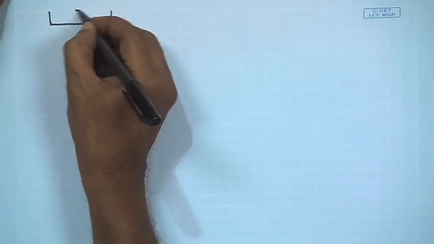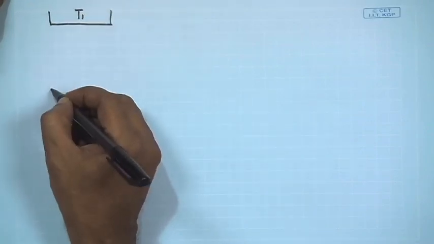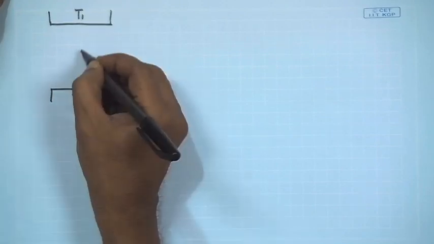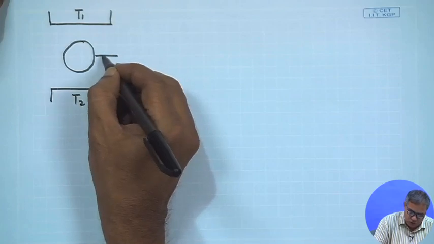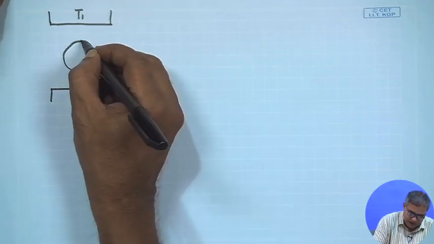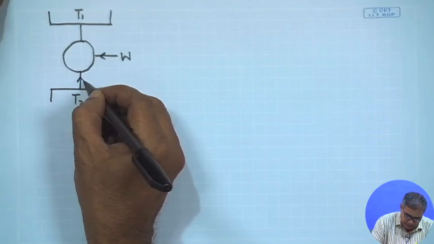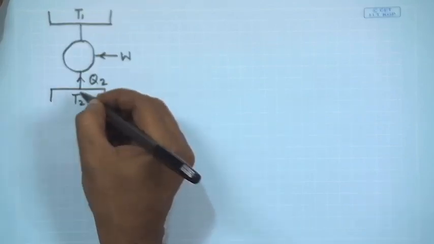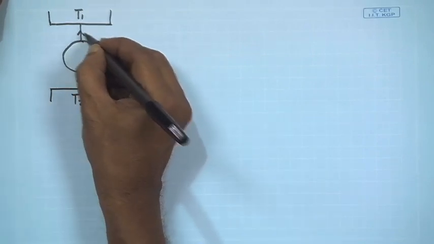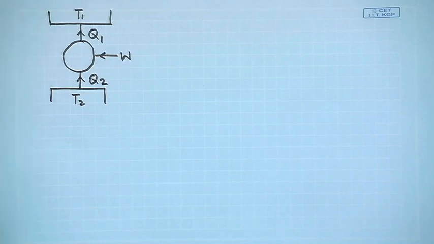Now, for a heat engine, we have defined efficiency. In this case also, we can define some sort of a figure of merit. We do not call it efficiency, we call it coefficient of performance. So, let me draw it quickly. This is T1 and this is another reservoir at T2. In between there is a cyclic device which is being operated with the help of work supplied from outside, and by this supply we are able to take Q2 amount of heat from the reservoir at T2 and supply Q1 amount of heat to the reservoir at T1.